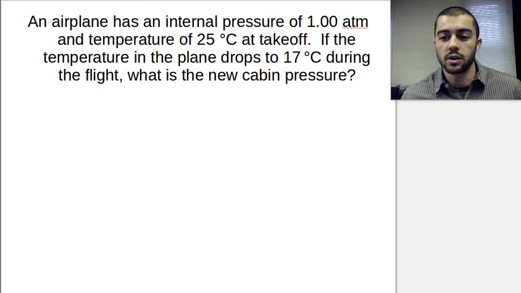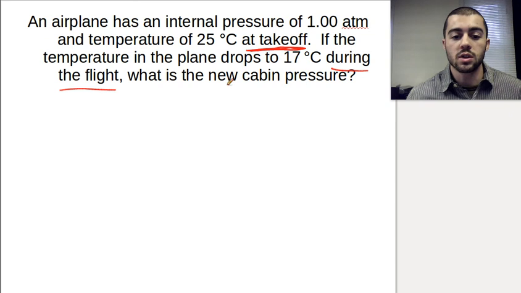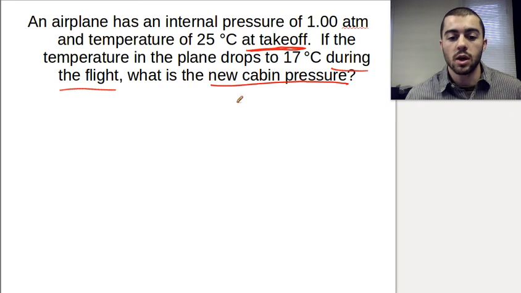So if we check out another example here, we have an airplane with an internal pressure initially of 1 atmosphere and a temperature at 25 at takeoff. So these are our initial conditions that we've established. If the temperature of the plane drops to 17 degrees Celsius during the flight, so this during the flight means that we now have some after conditions, so there's our separation there. What is the new pressure? So we're solving for P2 as our unknown.